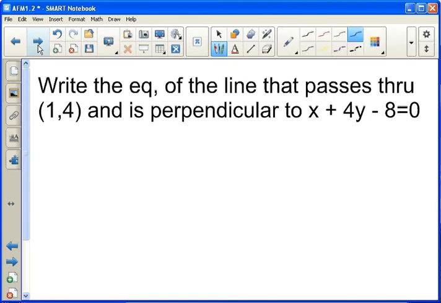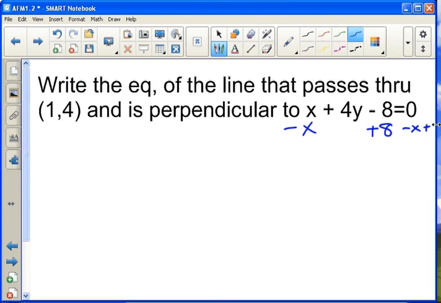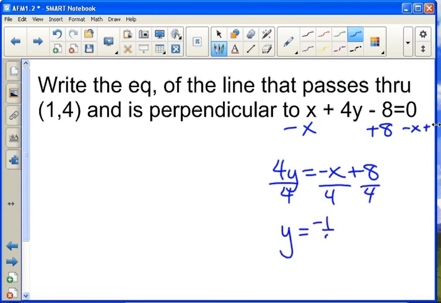So I'm going to try to put it in slope-intercept form. So I'm going to subtract x and add 8 to both sides. And I will get 4y equals -x plus 8. And then divide everything by 4. That gives me y equals -1/4 x plus 2.